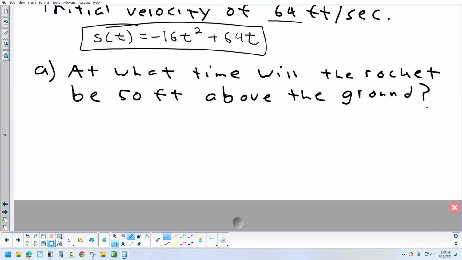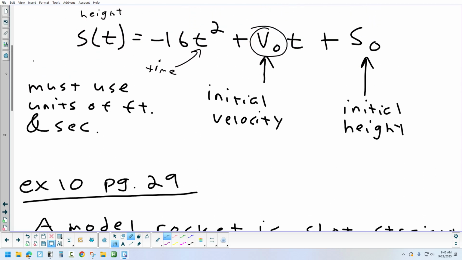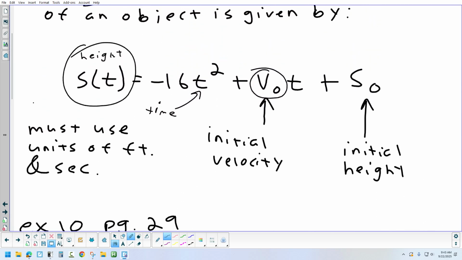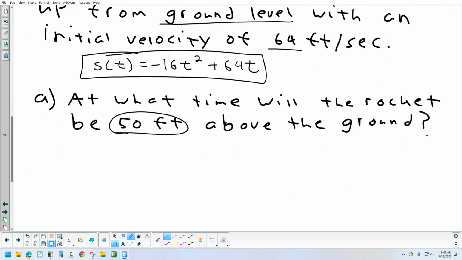So it says, at what time will the rocket be 50 feet above the ground? That 50 feet, that represents the what of the rocket? Height. That's the height. And height goes on that side. So what we're going to do is fill in 50 where it says s of t. Take that, fill it in right there.